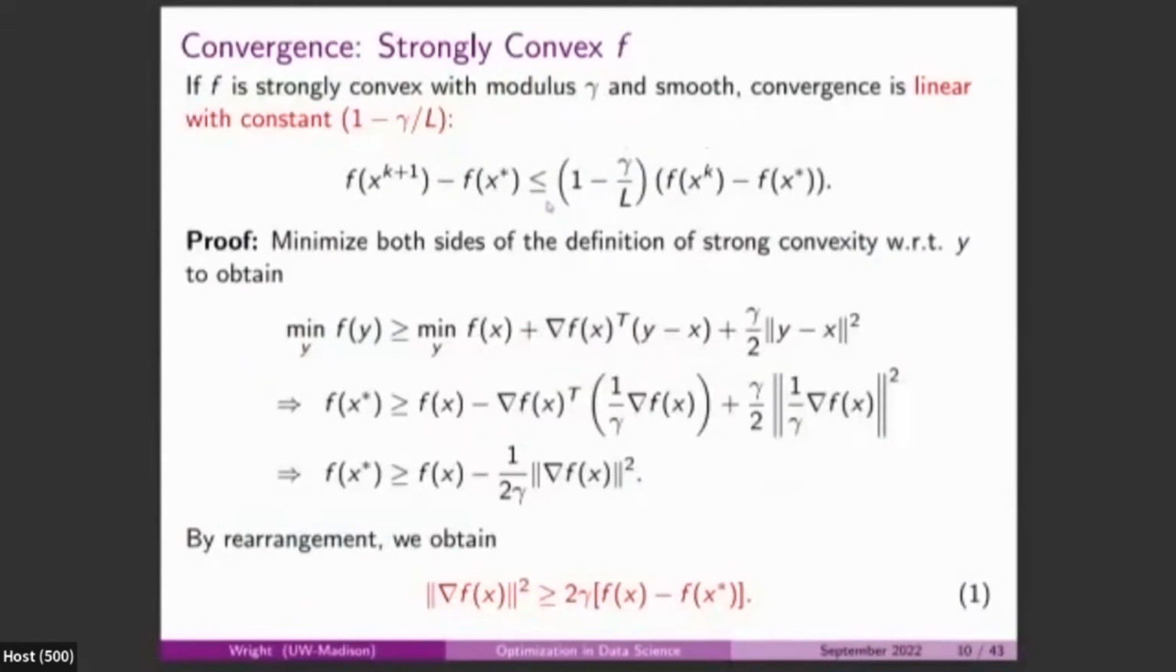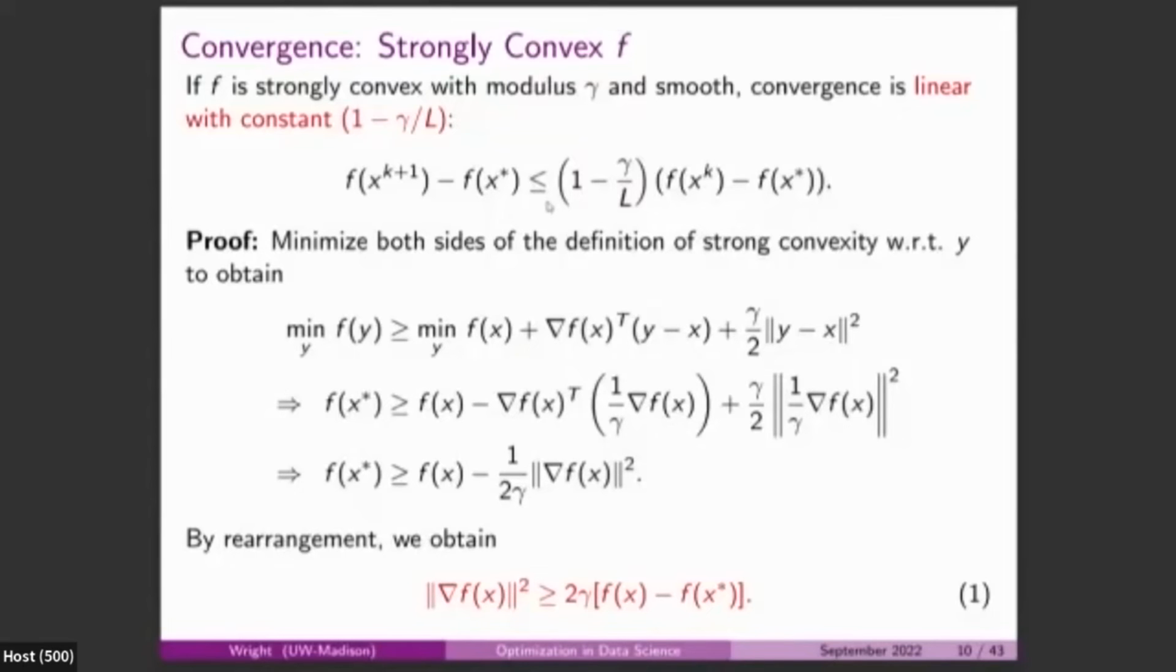Okay? What if you know additionally that f is strongly convex? It's smooth and also has a curvature that's bounded below by some positive number gamma. Okay, so it's got this bowl shape. It's not flat. It's always curved. Then you can show an even stronger property. You can show that the non-optimality in the function value at xk plus 1 is less than or equal to a factor strictly less than 1 times the non-optimality in the previous iteration. Okay? So that's what's called linear convergence. People sometimes call it geometric convergence or exponential convergence.